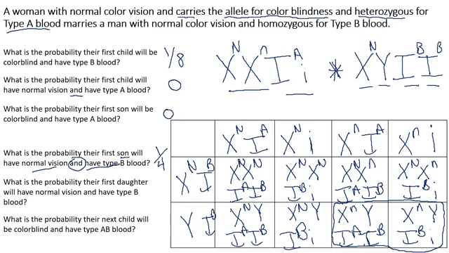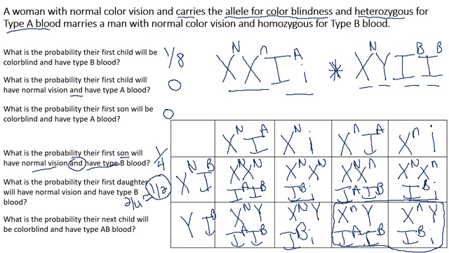The next one says, what is the probability that their first daughter will have normal vision and have type B blood? All of the daughters are going to have normal vision, and I'm not asking whether they're carriers or not, so that does not matter. And half of them have type B blood. We can see this one has type B, this one has type B. The other 2 have type AB blood. So out of the daughters, it's actually 2 out of 4, but you would say 1 out of 2. So 1/2 of them are going to be type B blood and also have normal vision.